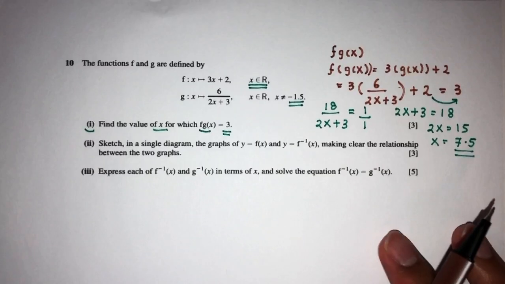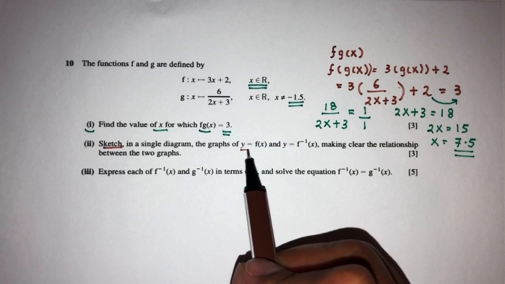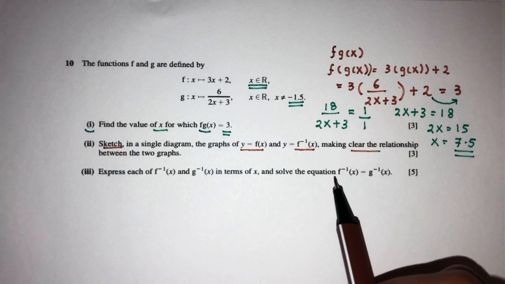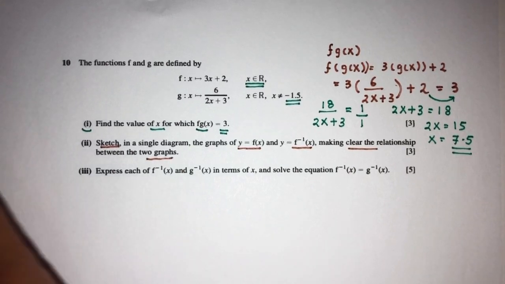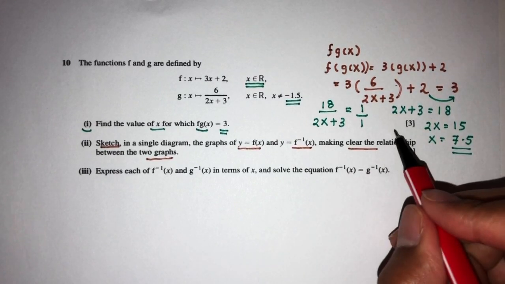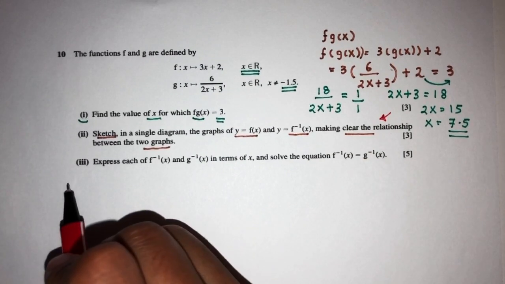Now for part 2, we have to sketch in a single diagram the graph of this and the graph of this, making clear the relationship between the two graphs. For those who have done this kind of question many times, we can see clearly that it will be a very simple reflection along the line y equal to x. So this always happens. Let me write this down.